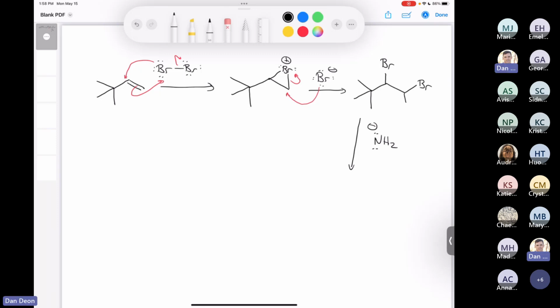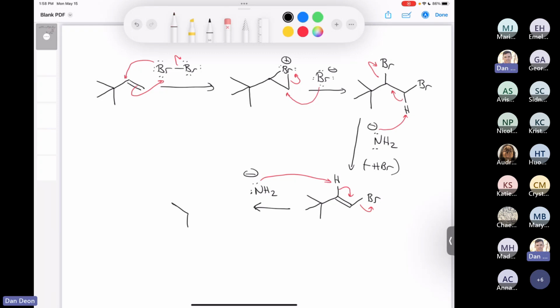So we could start by ripping off this proton. So we're going to remove the proton, lose the leaving group. That's going to give us this compound. So we're going to end up with something that looks like this. All right, so we've lost HBr in the process. Then the second equivalent of sodium amide, because it's excess sodium amide, is going to pull off this proton. So we're going to rip off this proton from the double bond, lose the leaving group. We're going to end up with the triple bond.